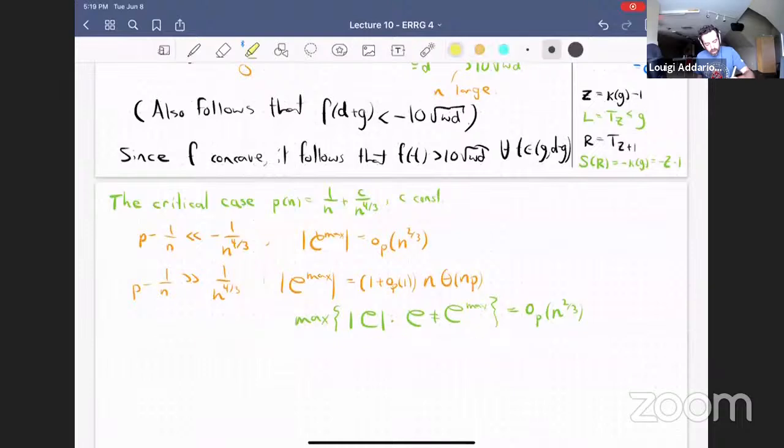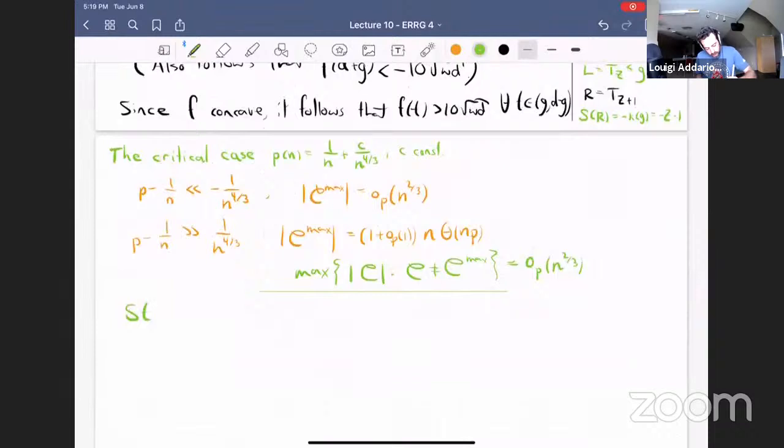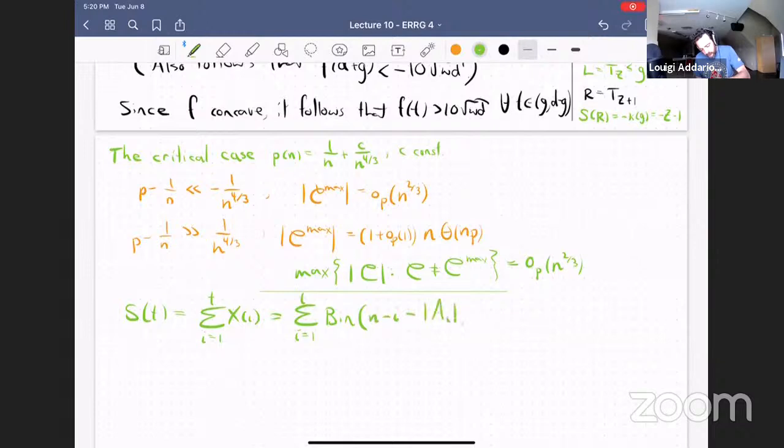And so I'd like to develop our intuition for this by writing down what S of t is again. This was the sum of X of i for i from 1 to t, which I can also write as the sum from 1 to t of a binomial, and I want to write that binomial now as n minus i minus the size of A_i. Right, this was the remaining unexplored part of the graph. We had to remove the one vertex per step that we explore, and then the other active vertices.